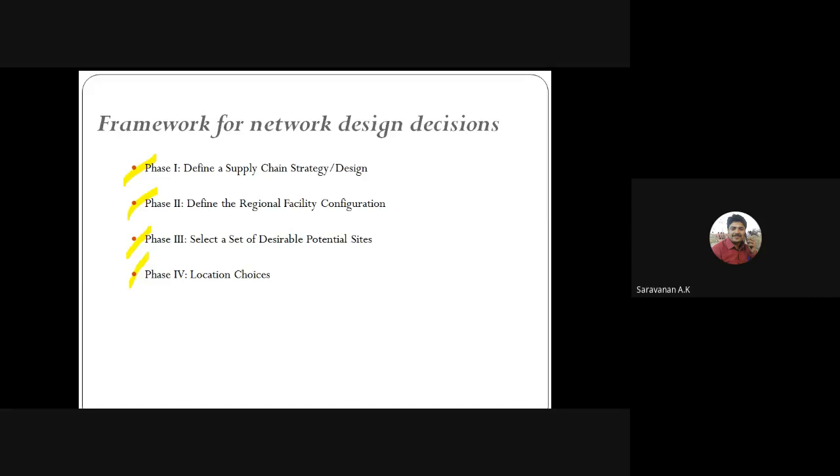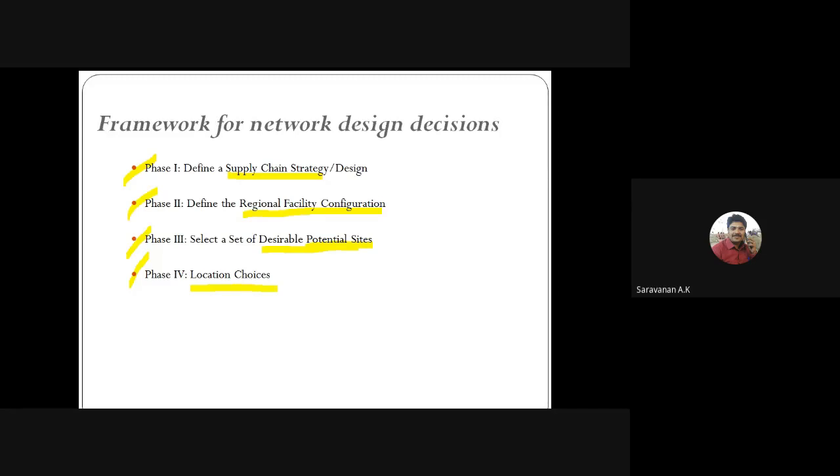So these are the four phases. The first phase is the supply chain strategy or design, the second is the regional facility configurations, and the third is the potential sites. So what are the desirable potential sites and the location choices? These are the four phases of the network design decisions. We can see them one by one.